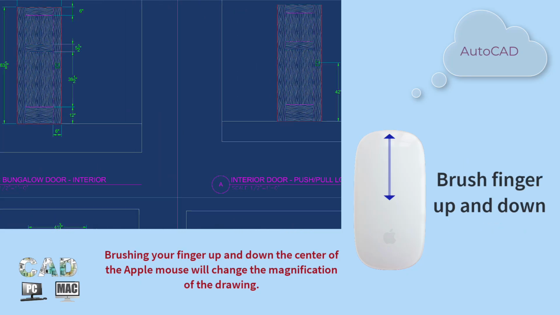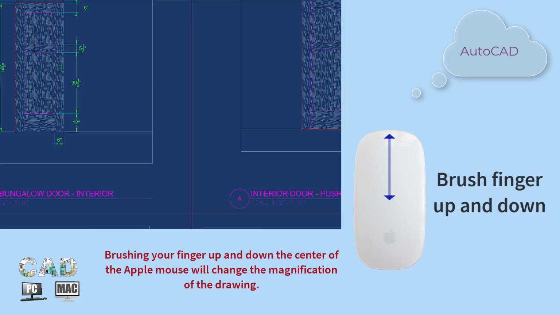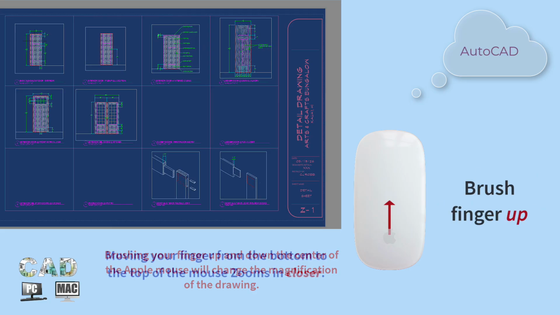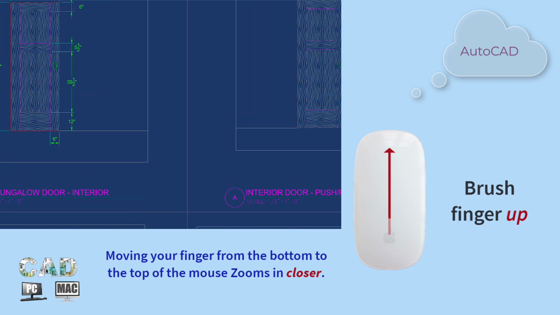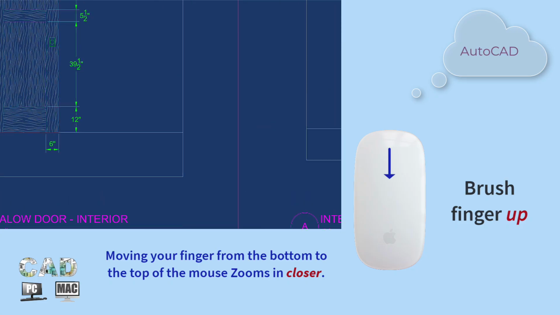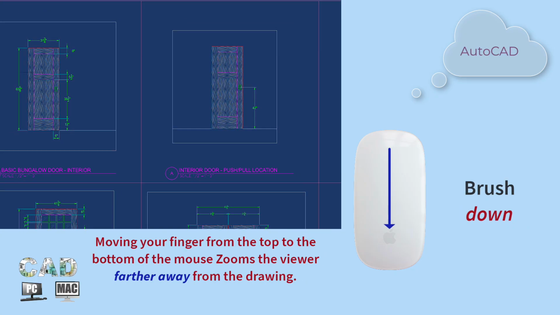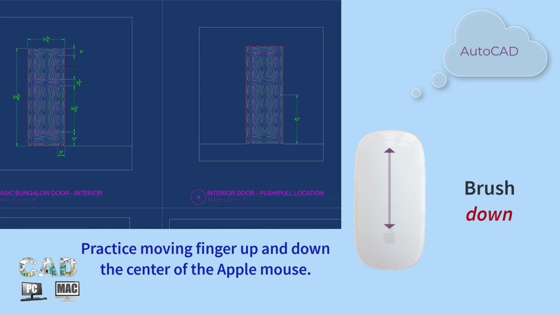When you want to zoom around in a drawing detail using an Apple mouse, you will brush your finger up and down the center of the mouse. When you brush your finger up the mouse, the drawing will become more magnified in detail. And when you brush your finger down the center of the Apple mouse, the drawing will be less magnified in detail, and it will appear to be farther away from you.